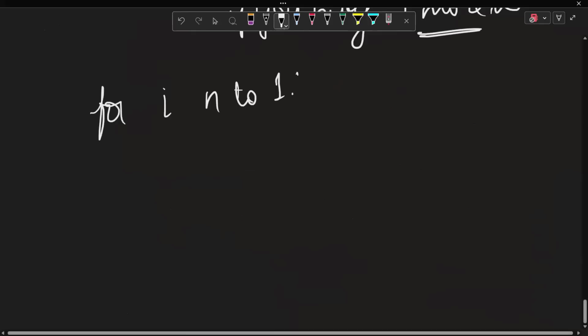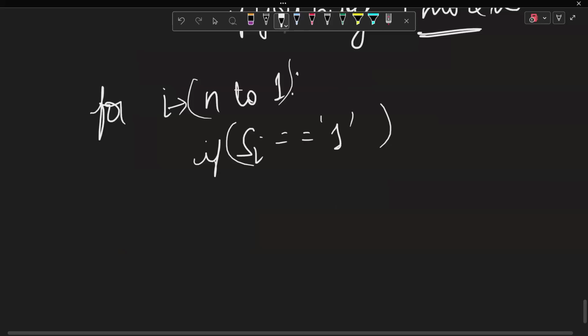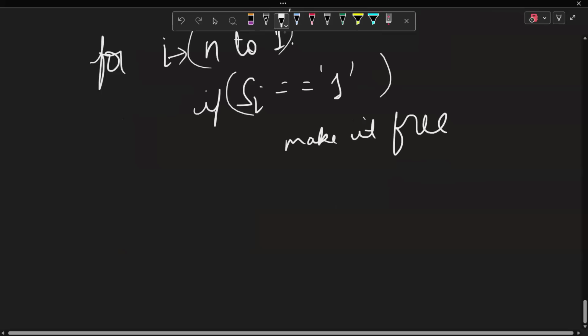What I'm doing is I'll tell you the pseudocode. I'm moving for i from n to 1. If Si is 1, then I would make that item free. Okay, so make it free, which means subtract the value from my answer.